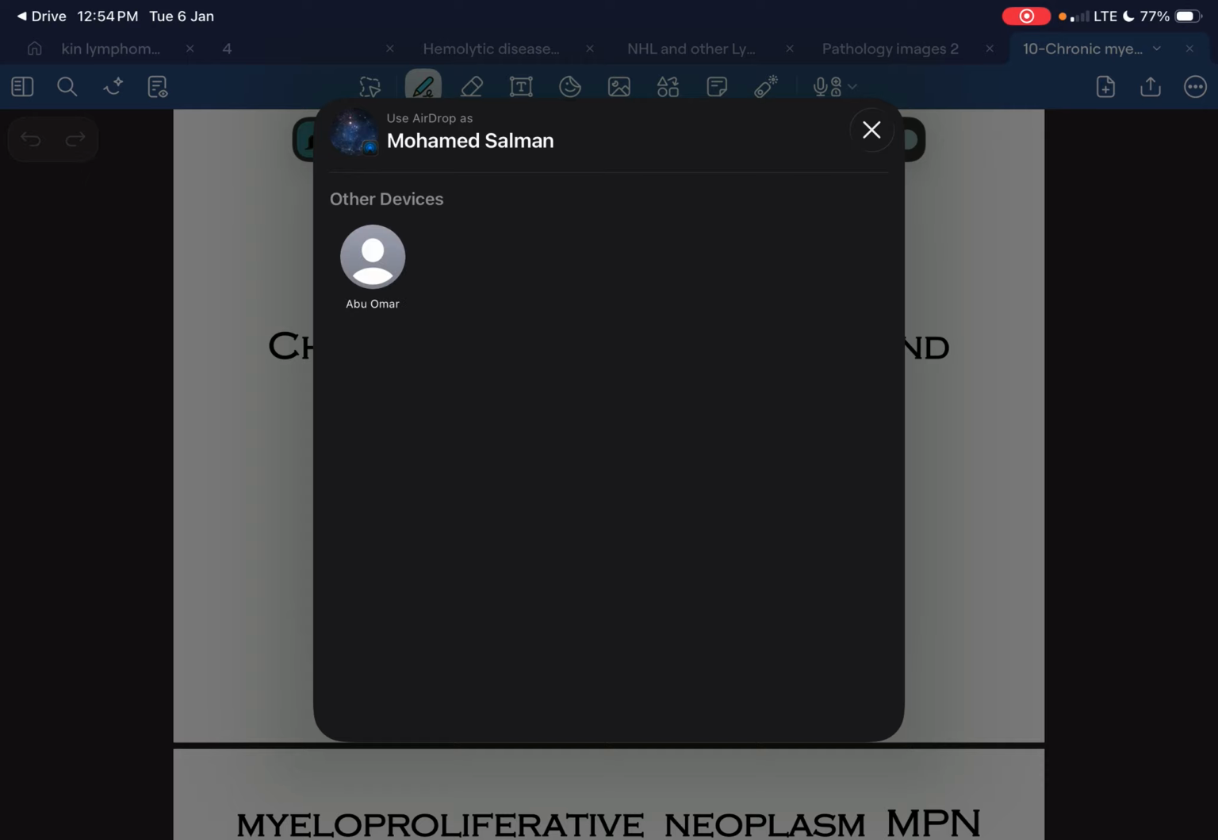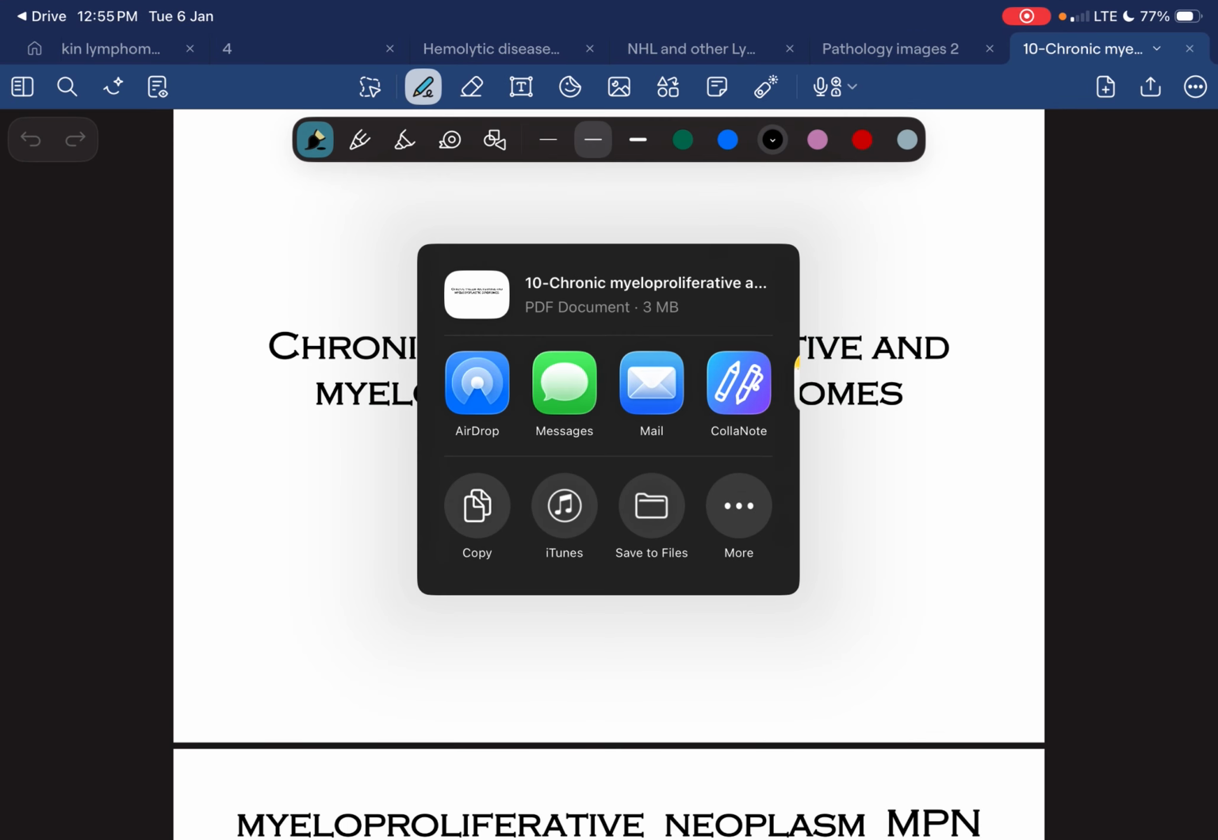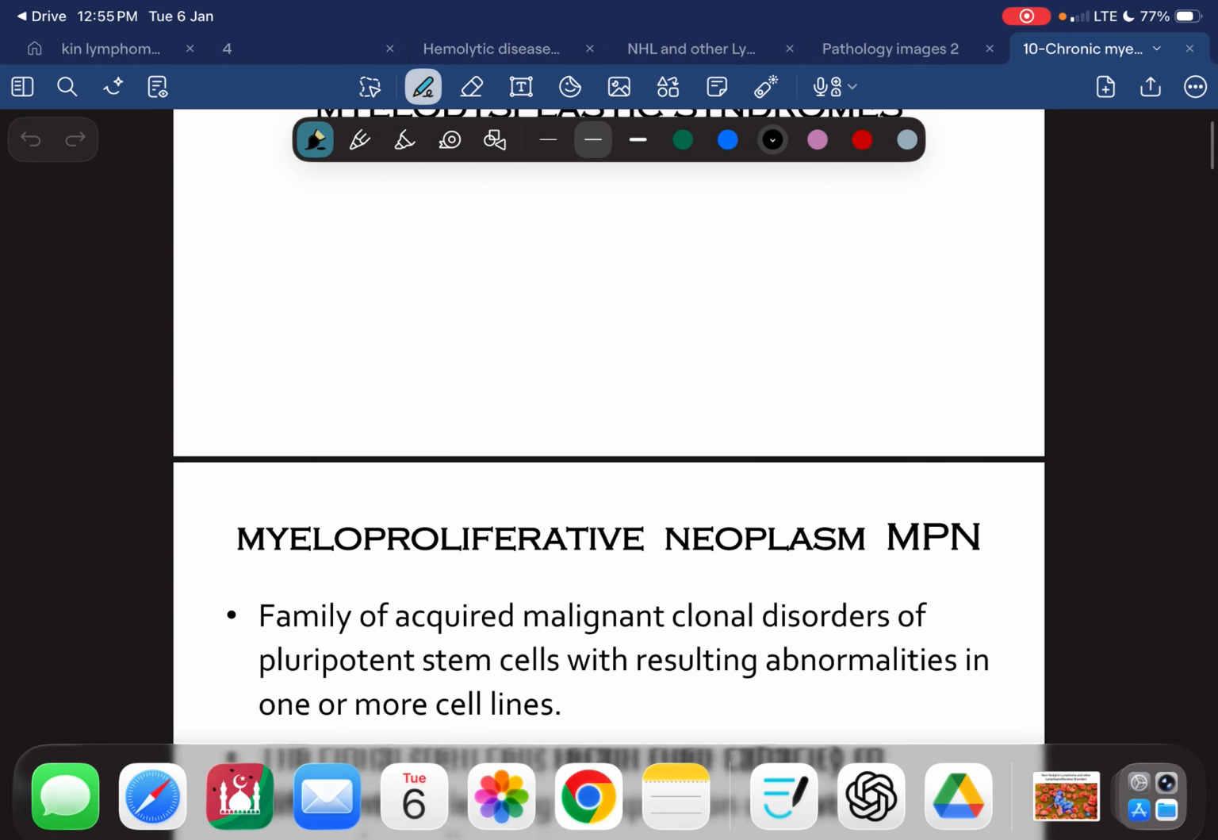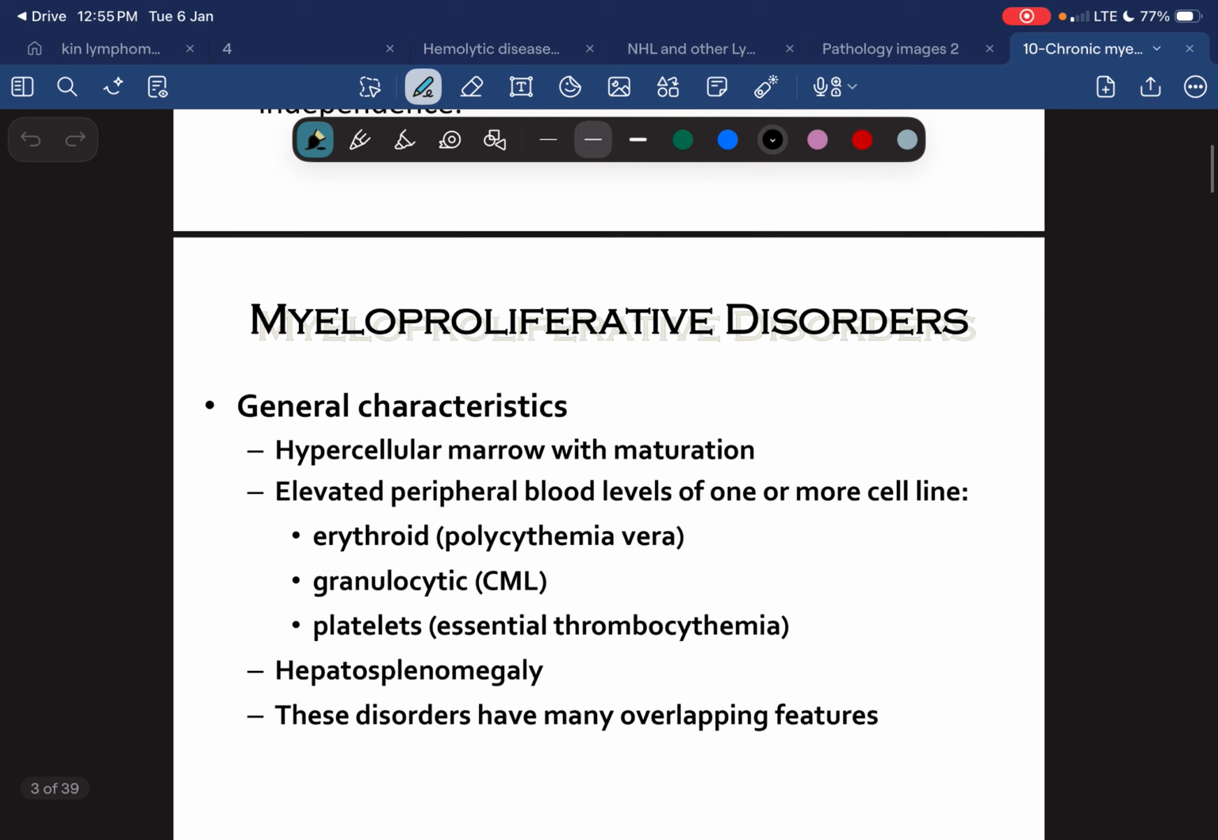The CML is chronic myeloid leukemia characterized by the presence of BCR-ABL fusion gene, Philadelphia chromosome. This also seen this translocation in which leukemia?